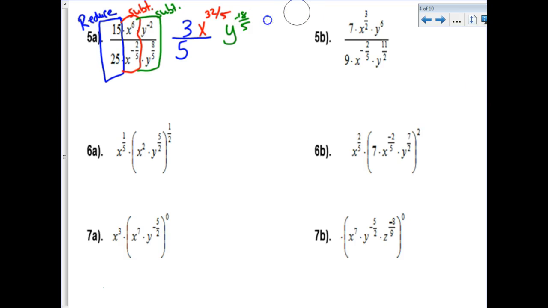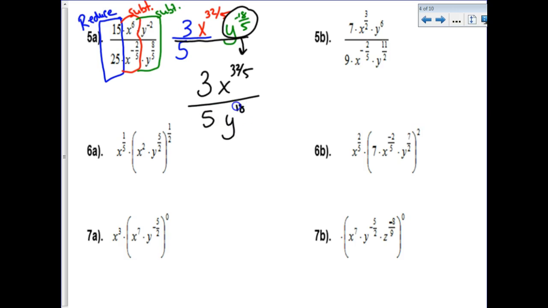So, please practice typing those if you plan on using your calculator on the test instead of your brain. I do not blame you because it's a test. But remember, anything with a negative exponent needs to move. So final answer, 3 is still up top, x to the 32/5 is still in the numerator. But now you have a 5 and a y to the positive 18/5 in the denominator.